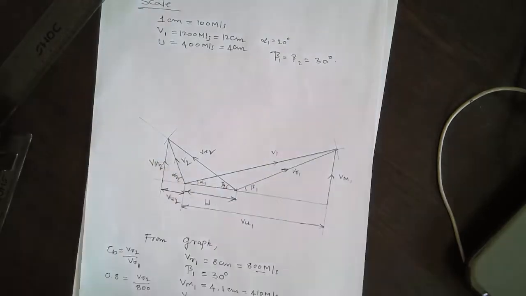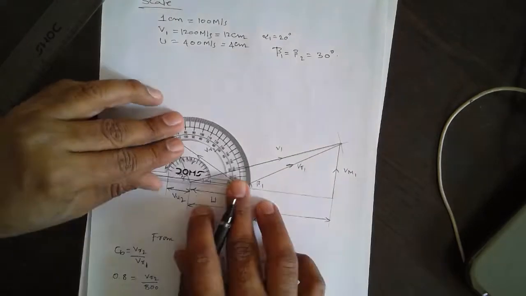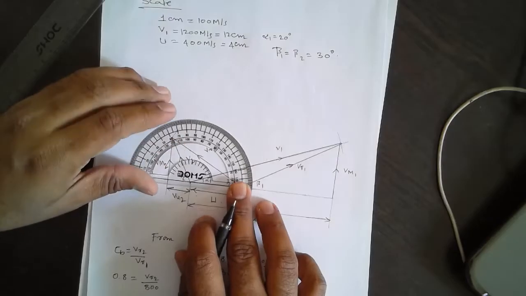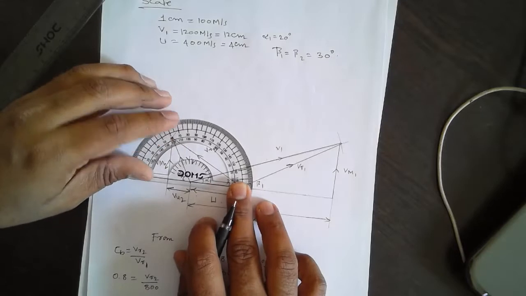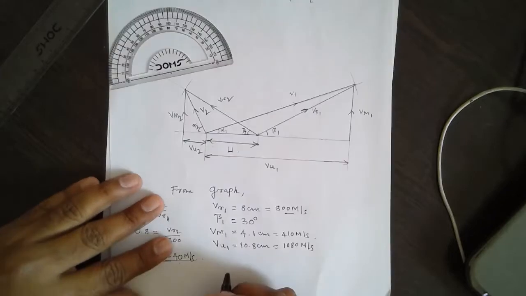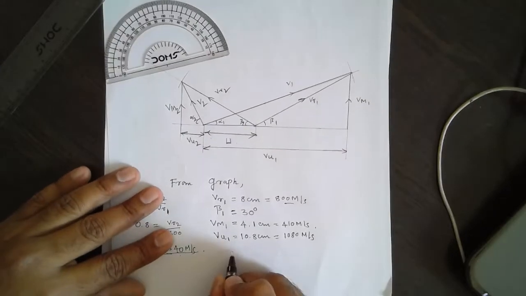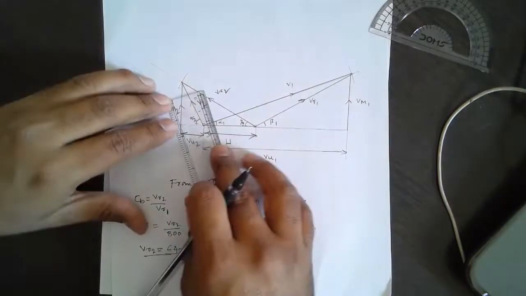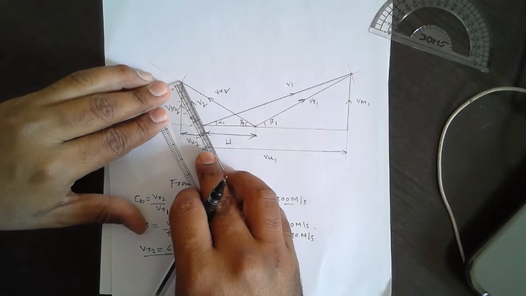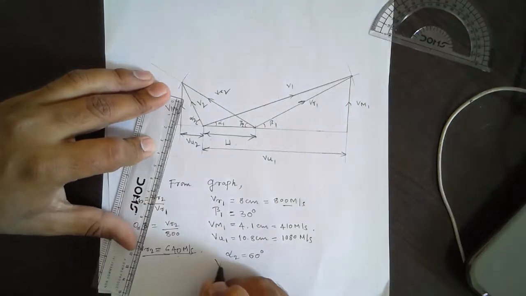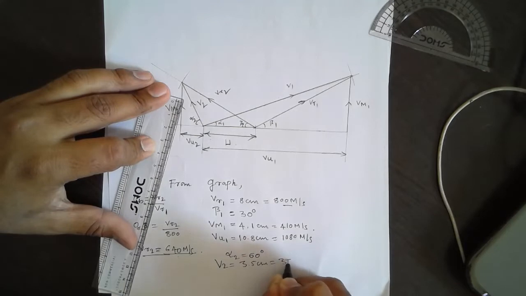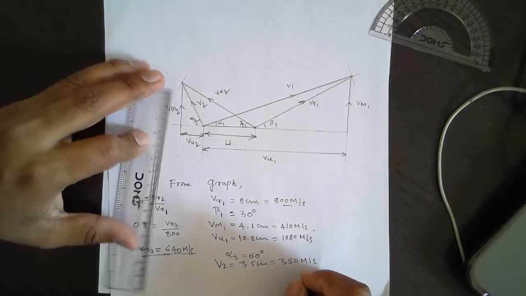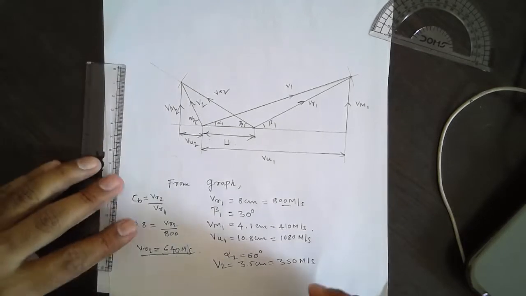It is alpha 2 is equal to 60 degree. Alpha 2 is equal to 60 degree from the graph, and V2 is 3.5 centimeter. In the scale it is 350 meter per second. The scale we consider is 1 centimeter equal to 100 meter per second.